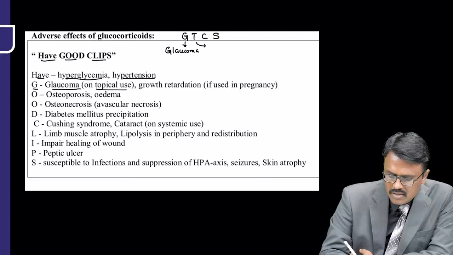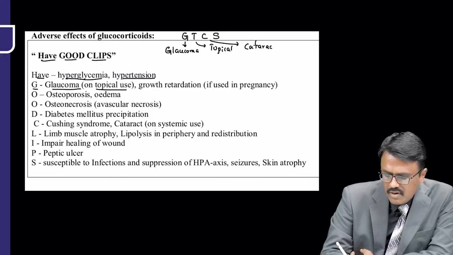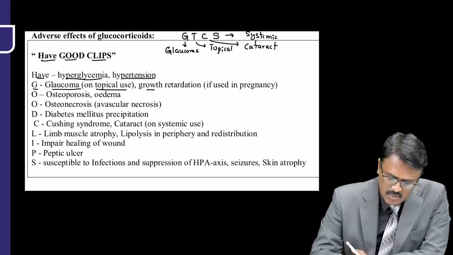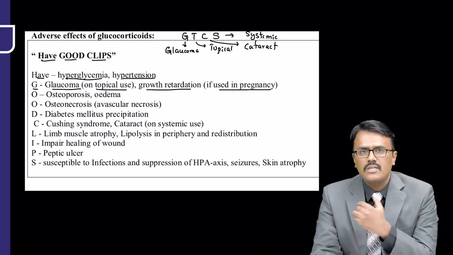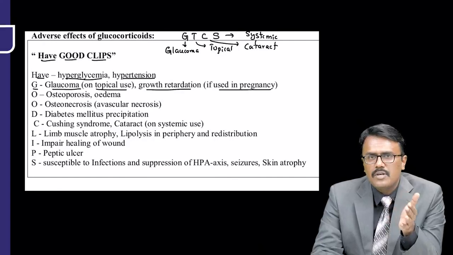So the glaucoma increases when you use the steroid topically. C stands for cataract. Now when does cataract occur? When you use steroid systemically. So remember the mnemonic GTCS. So growth retardation if used in pregnancy. If you are using steroids in pregnancy, there is a chance of growth retardation.